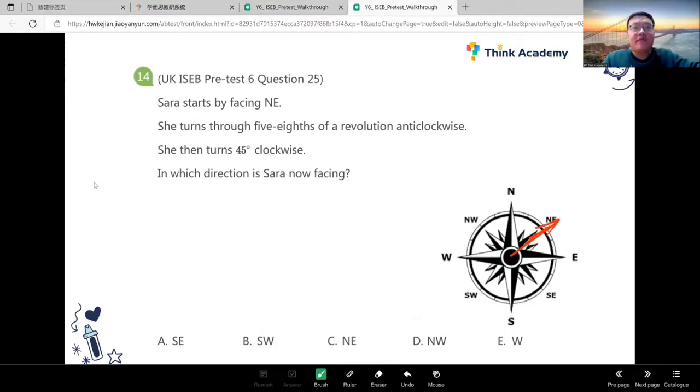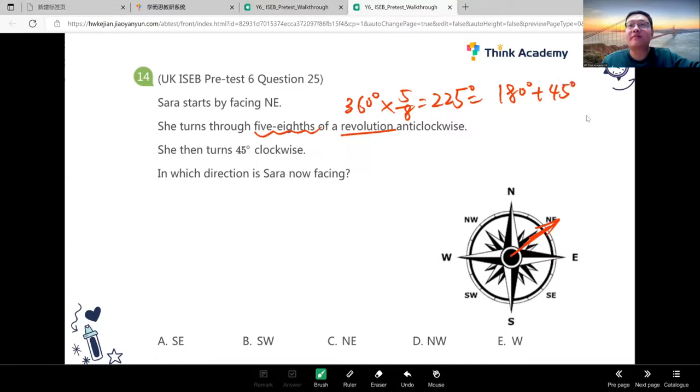She turns through 5/8 of a revolution anti-clockwise. We know that a revolution is just a full turn, and a full turn is 360 degrees. She just turned through 5/8, so you times 360 by 5/8, which gives you 225 degrees. That equals a straight angle, which is 180, plus 45.